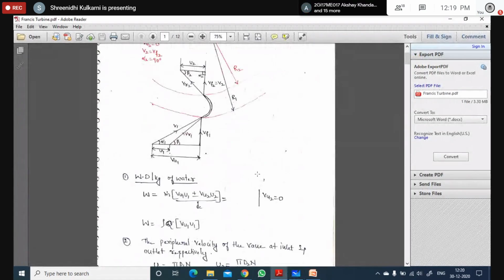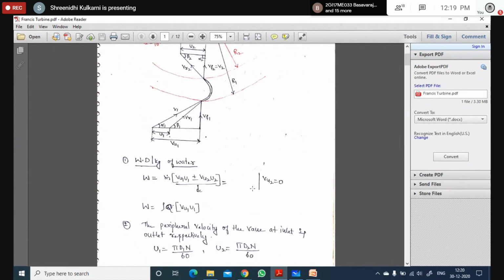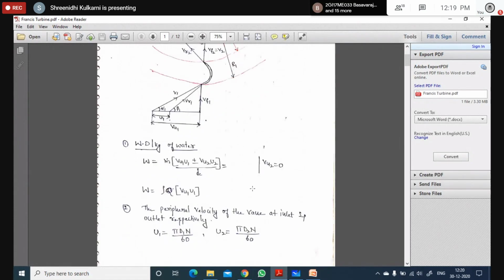Next, we'll go for some equations. So here, work done per kg of water remains the same, but VU2 is 0. Then the work done equation is m dot into VU1 U1.